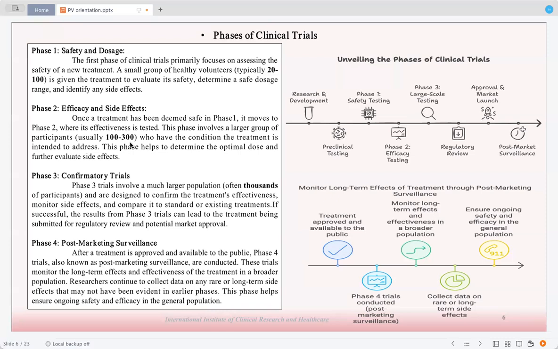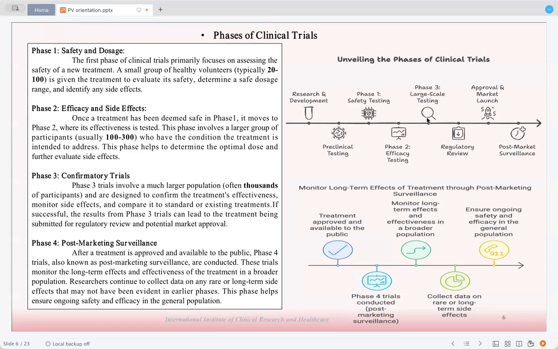Next is phase 3, or the therapeutic confirmatory phase. Phase 3 is a large scale testing phase. Several thousands of participants are involved in this phase. In this phase, they need to confirm the efficacy and estimate the safety profile. After phase 3, after a treatment is approved and the drug is available to the public, comes phase 4, or the post-marketing surveillance phase.